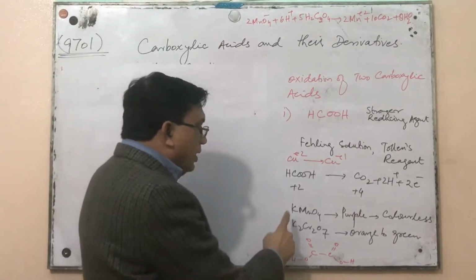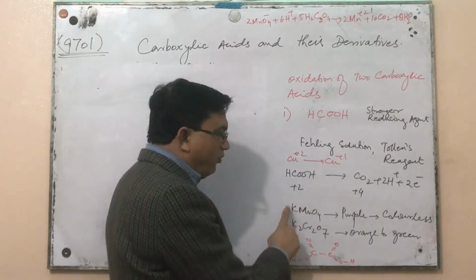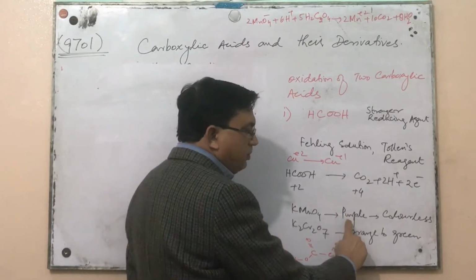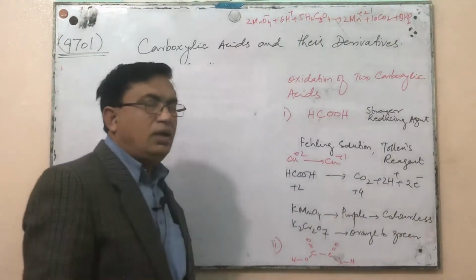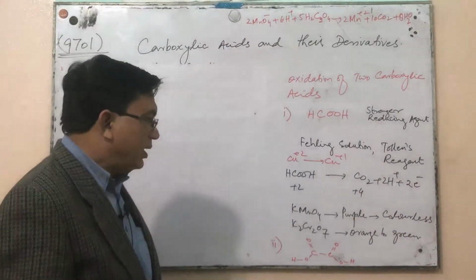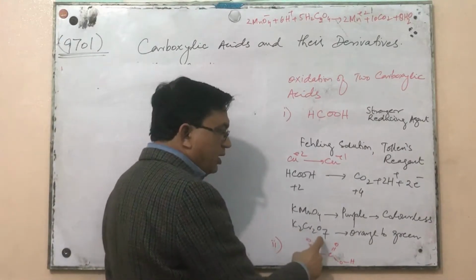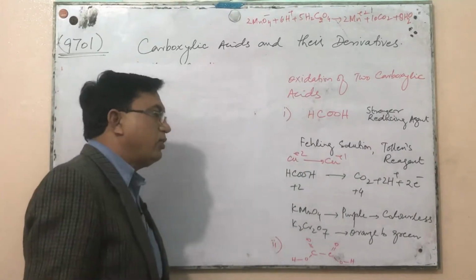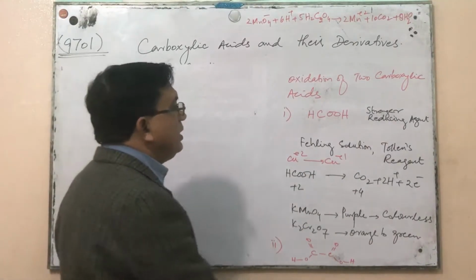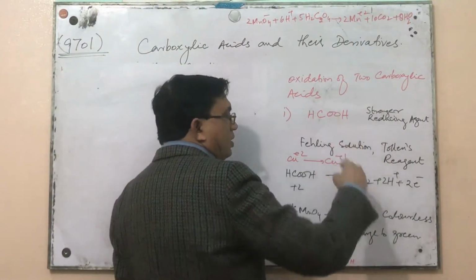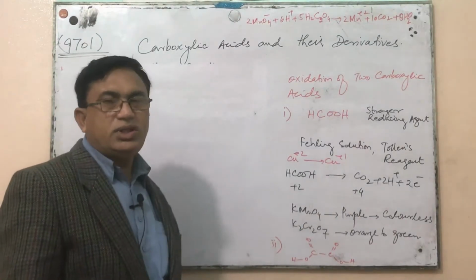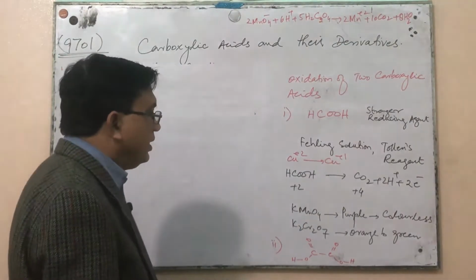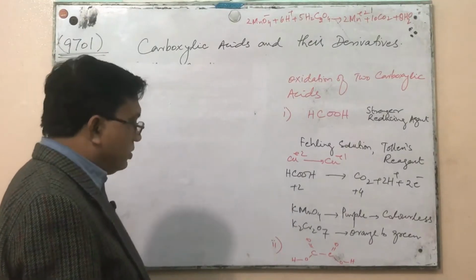In the case of KMnO4, the color change will take place from purple to colorless whenever the redox reaction takes place. And in the case of potassium dichromate, the color change will take place from orange to green. In this manner, methanoic acid can easily be oxidized, producing carbon dioxide and the removal of electrons.